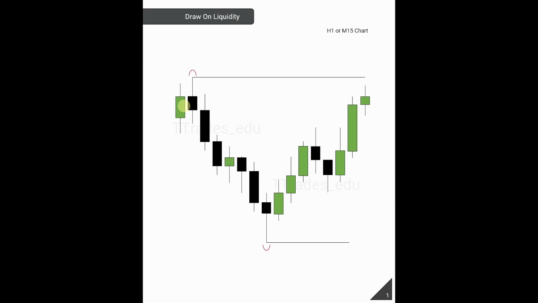But as you can see here in this example, we have this old high on the hourly chart, and price is drawing up towards it. I can anticipate price reaching for this high, so this will be my draw on liquidity.